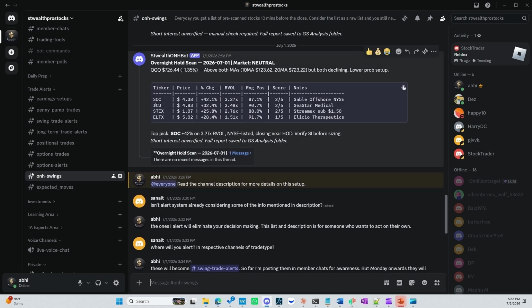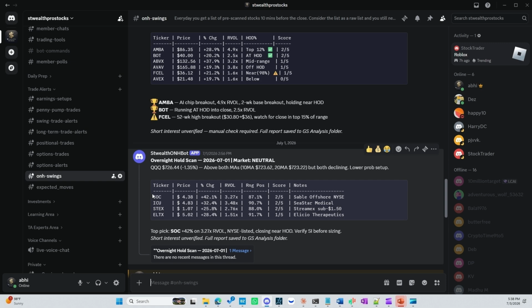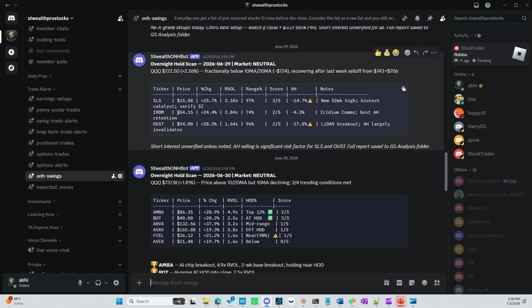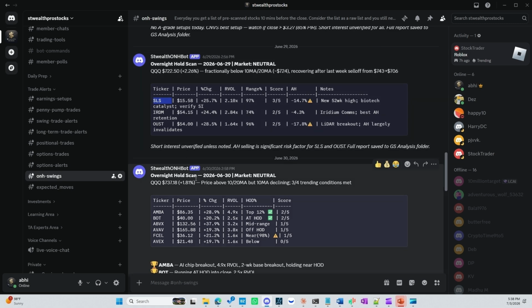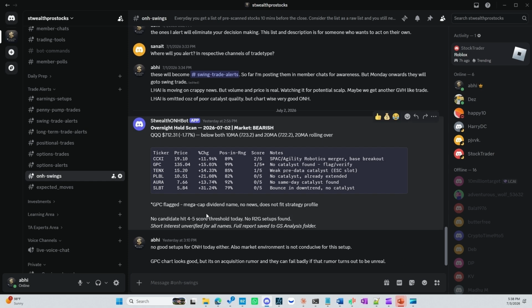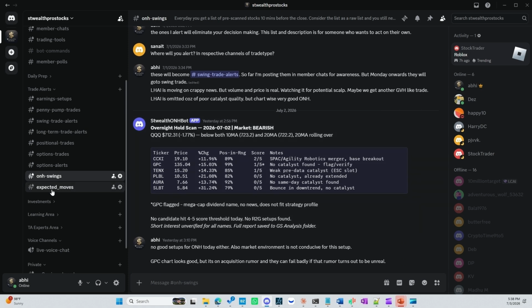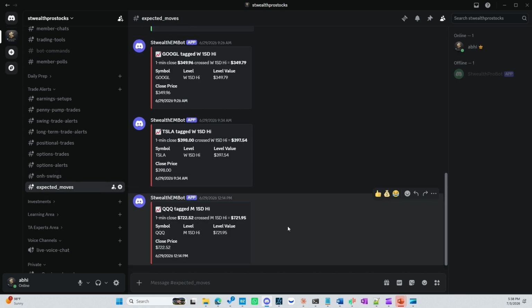Okay. Recent trades that we took: one is SOC, and the other trade is SLS. You can see the chart for SLS. That turned out to be an excellent trade. So these are stocks worth holding overnight.